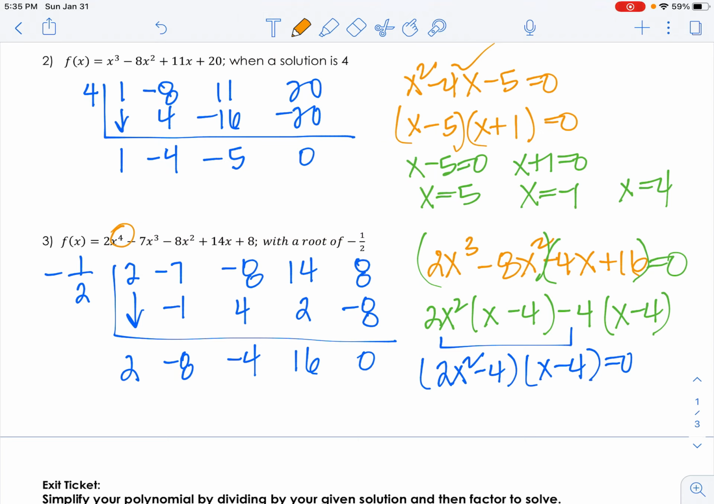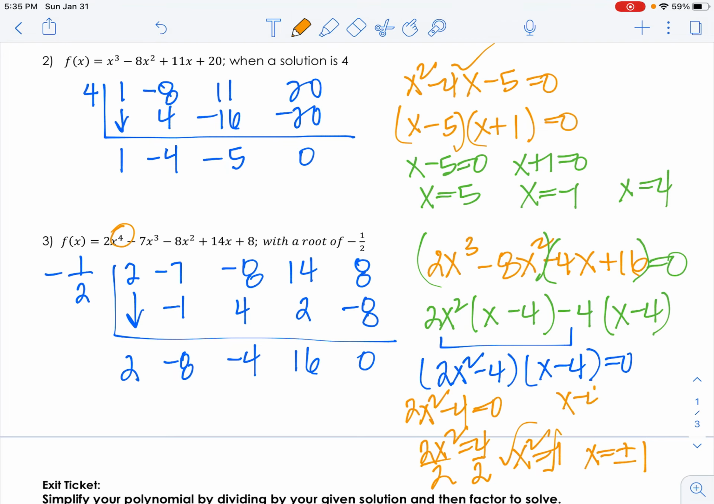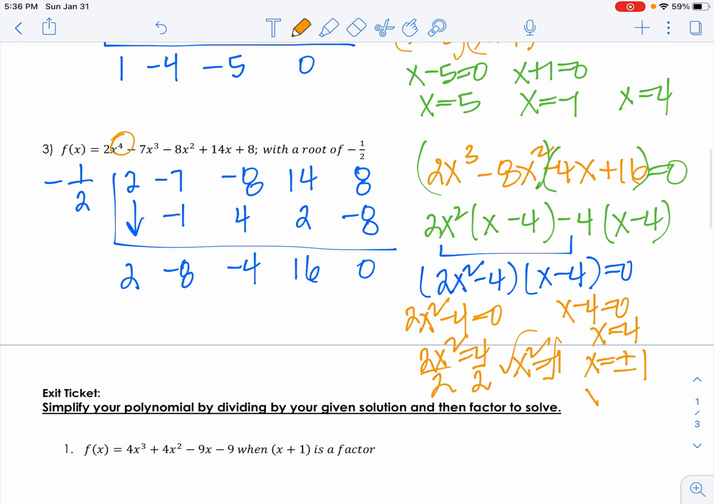Okay, then we set those factors equal to 0. 2x squared minus 4 equals 0. If I add 4, I get 2x squared is 4. Divide by 2, I get x squared equals 1. Now I noticed on our quiz and on our review, remember plus or minus 1 there. If I set this other factor equal to 0, I get x equals 4. And I already knew x was negative 1/2. Okay, please notice we needed 4 solutions. We get 1, 2, 3, 4.